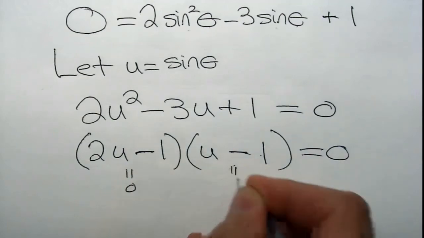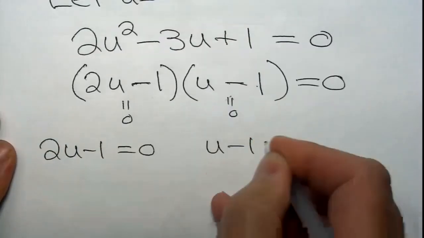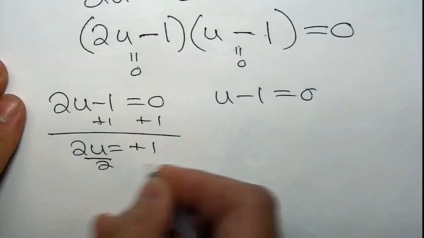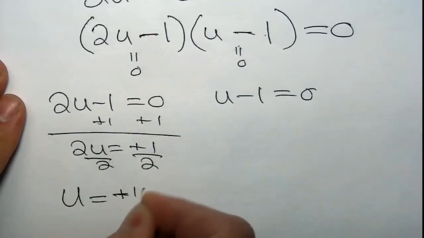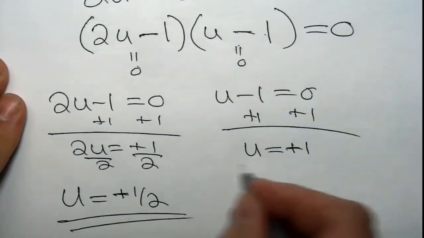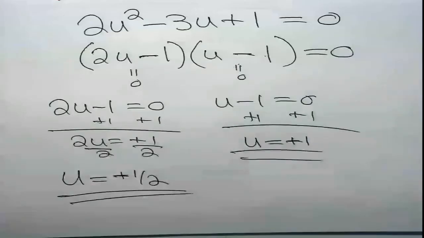Continuing along those lines, we set each factor to 0, and look what we're going to get. Here, we get 2u equals positive 1, or u equals positive a half, and here we get u equals positive 1. So while we wish we were done, we're not. We have solved for u, actually. We've done a good job of that, but we need to finish this up. And to finish this up, we need to solve for theta. And the way to do that is to replace back in for our trig function. So let's replace back in for u.